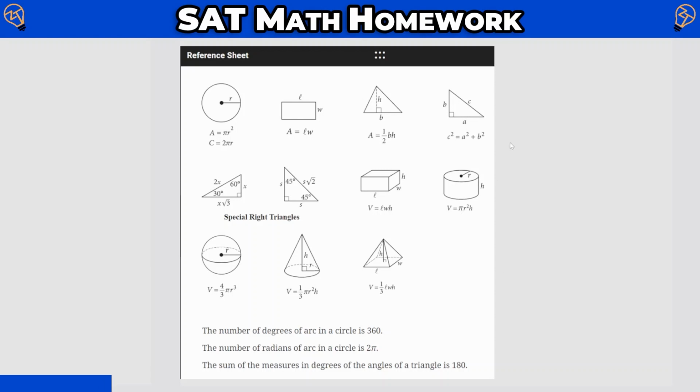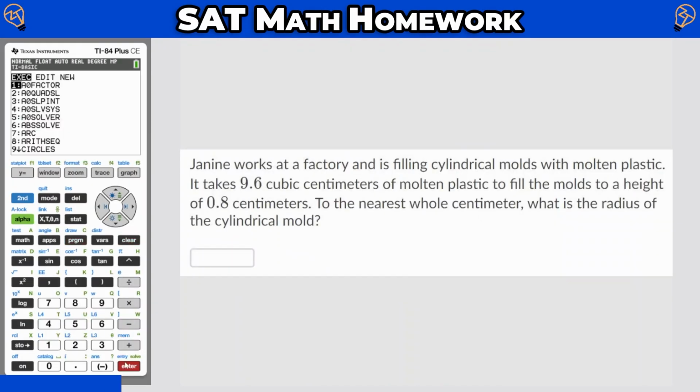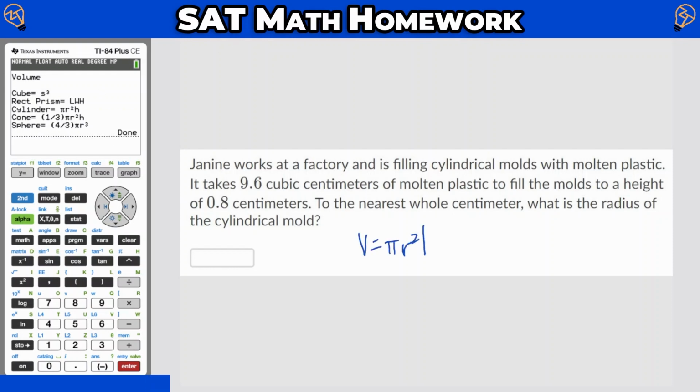Notice it's pi r squared h, or you could go to our program. We'll press up to wrap around to go to shapes, and then it's the second option here. And the volume, like we said, is pi r squared h. So let's jot down that formula and plug in what we know. We know the volume is 9.6, the height is 0.8, and we want to find the radius.